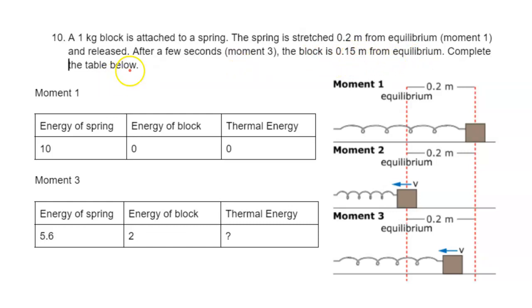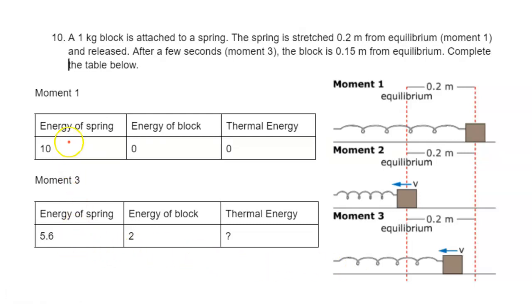Complete the table below. So we have some numbers filled in already, but notice that we have a question mark. So we're supposed to fill in this number. Basically the way this works is we have a block that usually sits right here, but then somehow it got stretched to here. We let it go. After the first split second, the block moves here, and then it's going to start bouncing back and forth. A few seconds later, at moment three, the block is here and it's moving this way. All right, so we need to figure out what is the energy of the system.